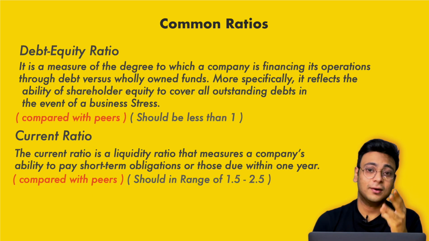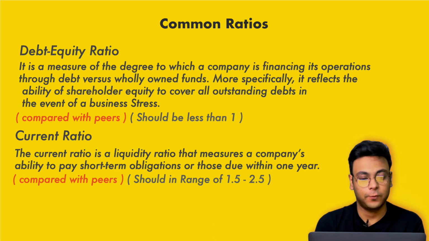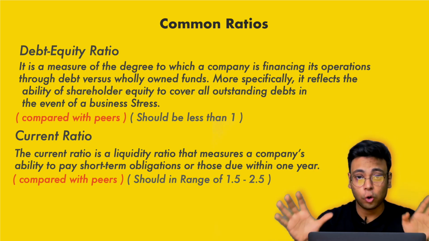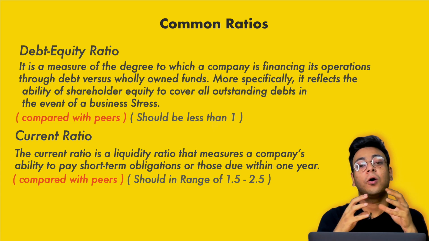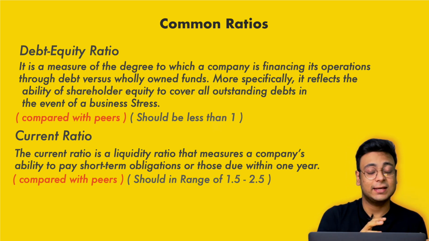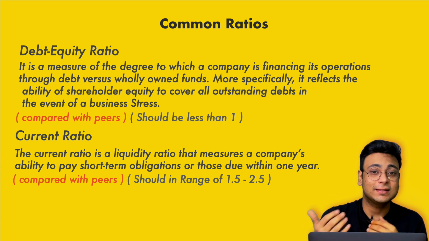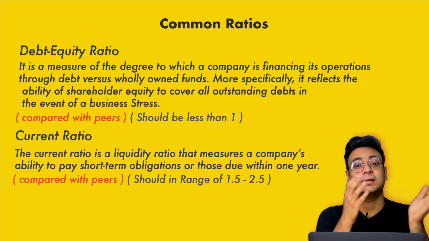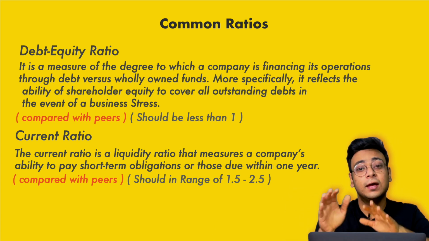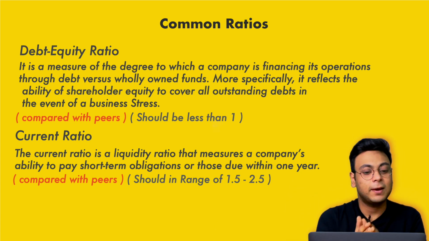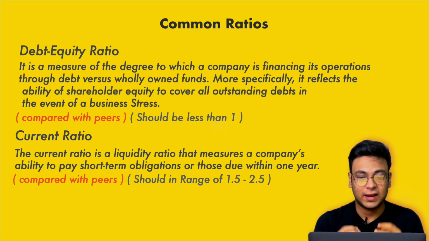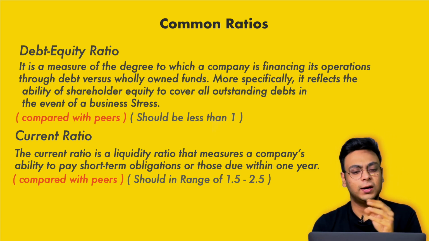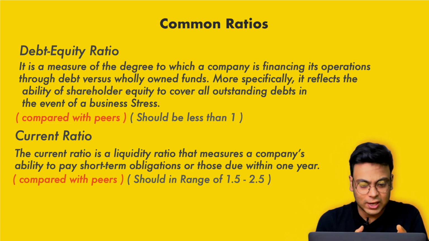The third important common ratio is the debt to equity ratio. Now this is a ratio which is widely used by analysts all over the world. It gives us a picture of how much the company's debt is in comparison to equity, and is the company doing a good job by raising more debt, or is the company raising more capital by selling equity, which is good. Now it is a measure of the degree to which a company is financing its operations through debt versus wholly owned funds. Basically, it means share capital.